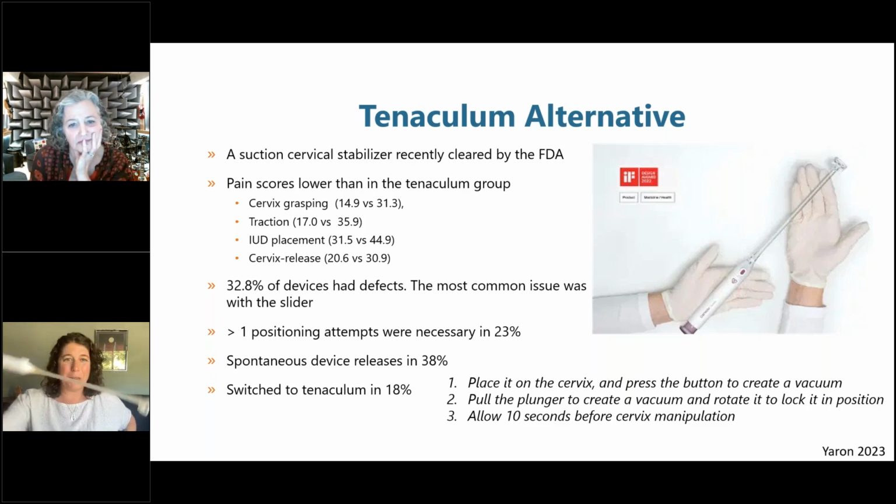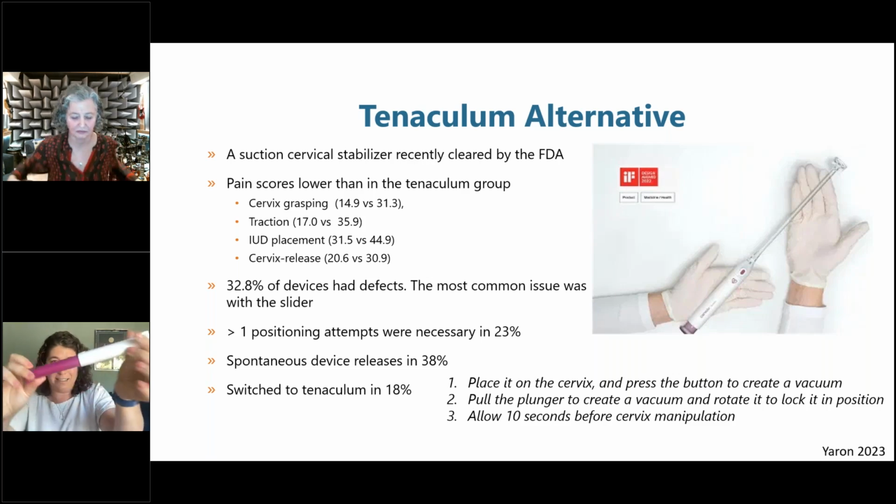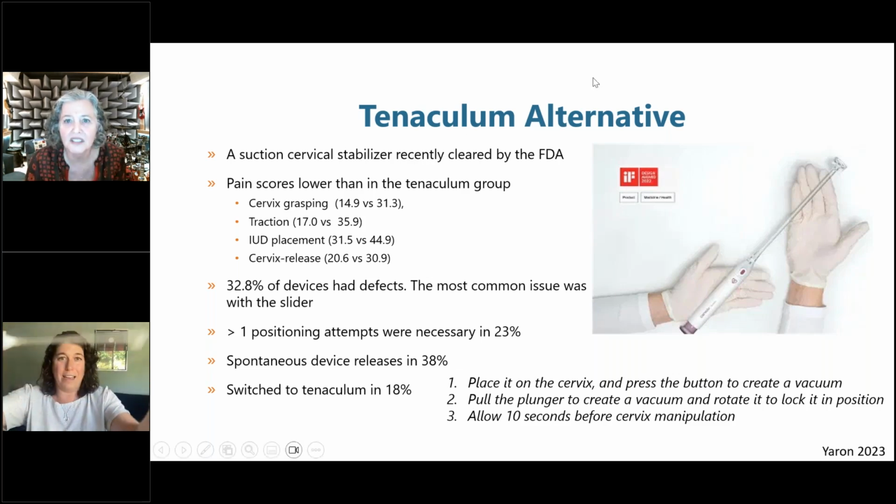So this is the new suction cervical stabilizer. This was my first time getting one. I got it at the National Reproductive Health Conference last week. It works by suction. You engage it like this. I'm going to stop sharing my slides so we can see you better. Okay. There we go.